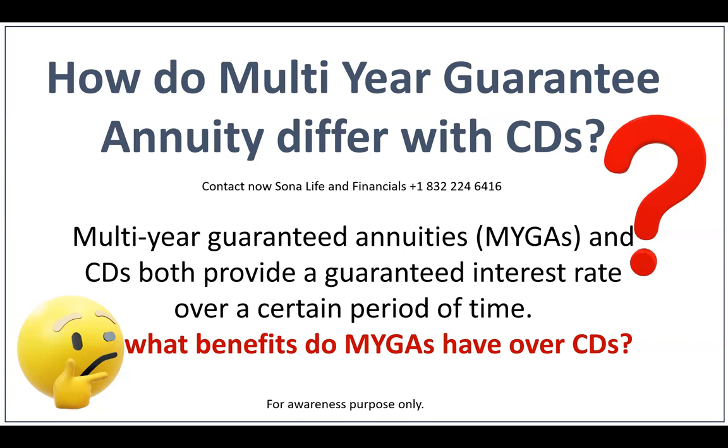Bank will say that, hey, I will give you 2%, 3%, 4%, whatever annual interest rate, right? In the same way, multi-year guarantee annuity, what does it mean? That this is multi-year, more than 1 year, guaranteed interest rate for that many years annuity. Okay, so that is the MYGA, similar to CDs provided by banks. Now what benefits do MYGA have over the CDs?